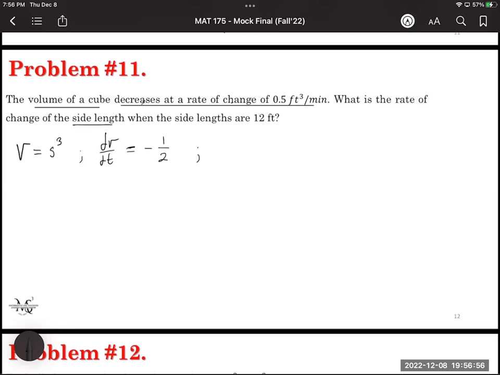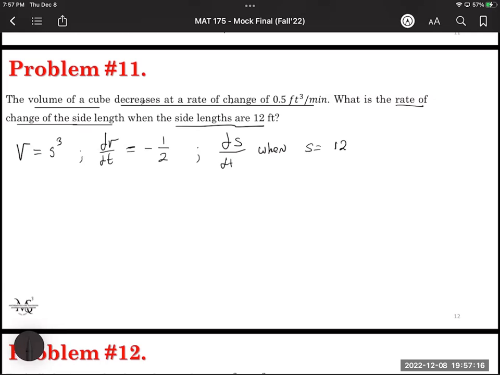Now, another thing to note is that the question states, what is the rate of change of the side length? So what is the rate of change of the side length? That has to be ds dt when s is equal to 12, okay? So all I did here was write out all the information that I extracted from this problem.